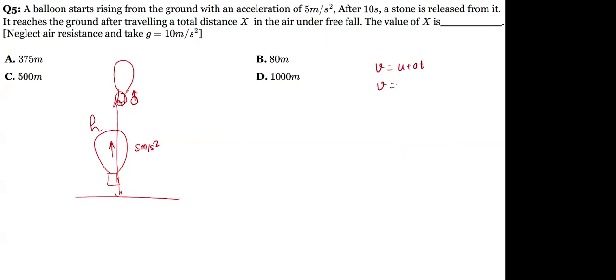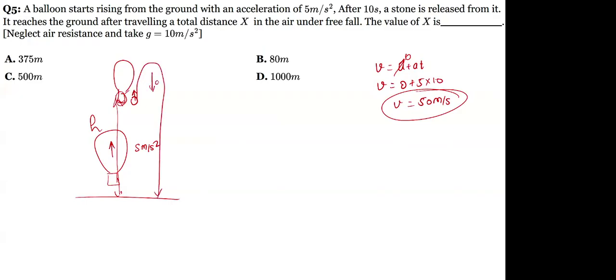Now v is what we have to calculate, and it starts rising from the ground. So u is nothing but 0. 0 plus 5 into 10, which means we can say the velocity is 50 meter per second. Now, when we release this ball, it will move up and then it will go down. The fact here is that gravity will make this 50 meter per second velocity of the ball 0. And after this point, it will start free falling.